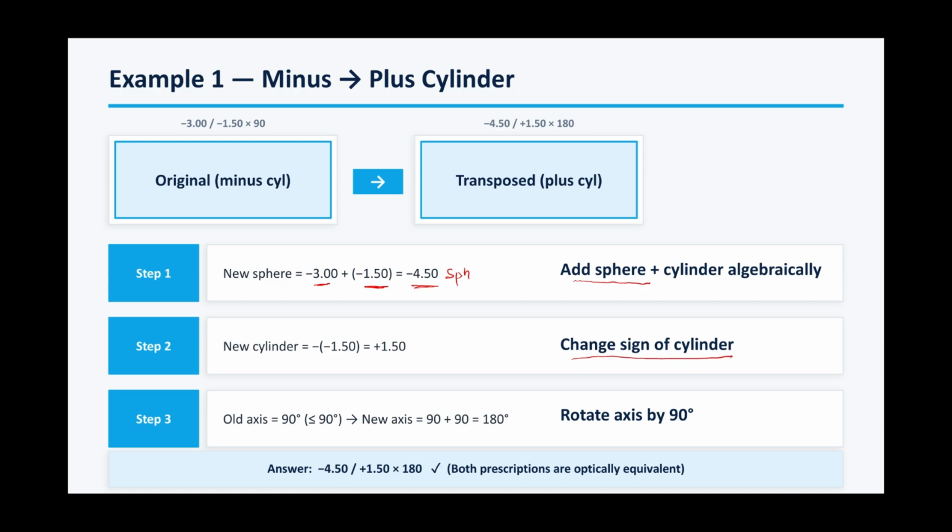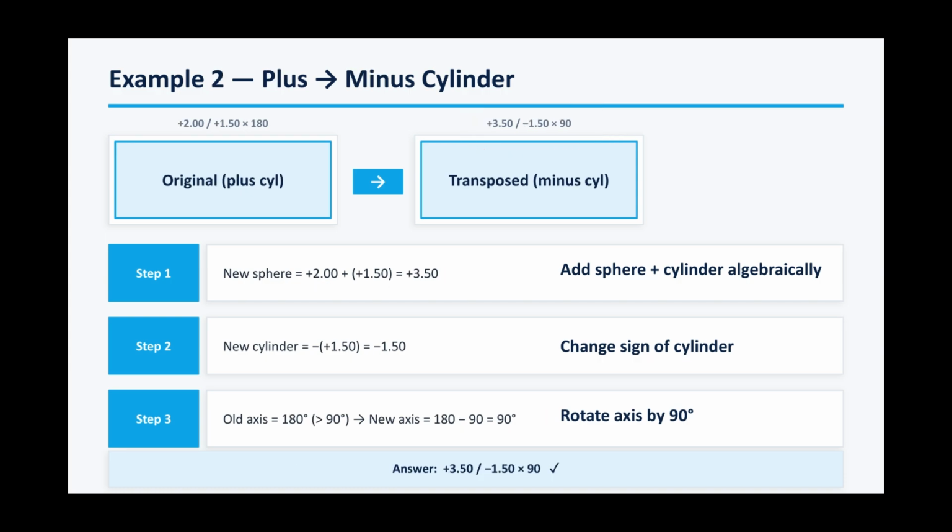What was the original cylinder? -1.5. So we are changing it into +1.5. This becomes the new cylinder. Then finally, rotate it by 90 degrees. We have already seen that if the old axis is 90, you add 90 to that and you get 180. So this is the new axis. Our new prescription is -4.5 sphere plus 1.5 cylinder at 180 degrees. So this is the transposed value.